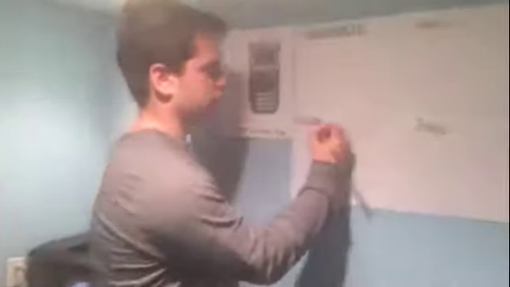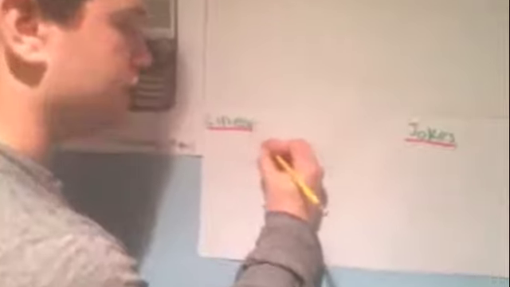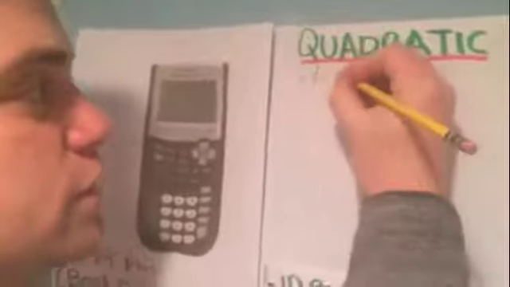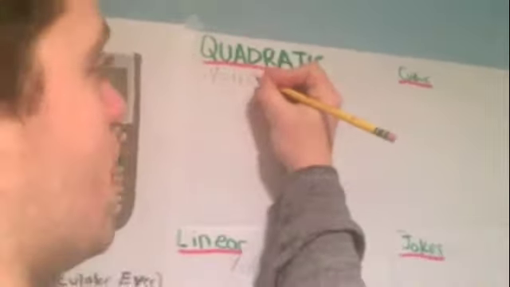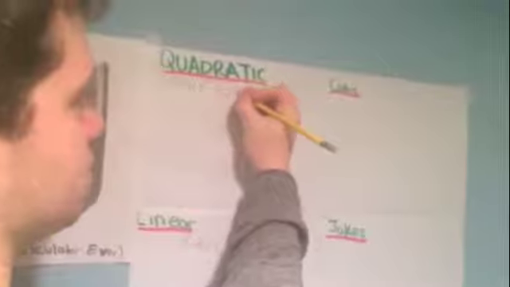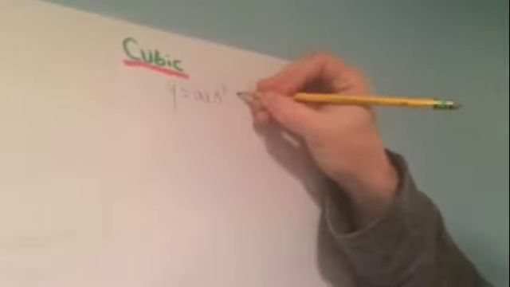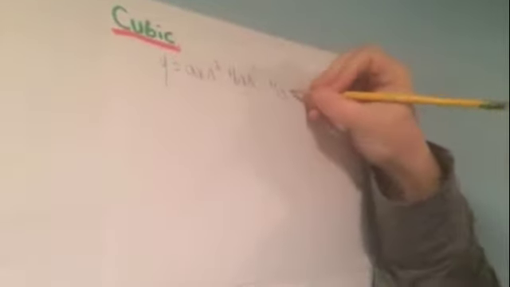Again, we're going to go over how to show a quadratic, a cubic, and linear regression on a TI-84 calculator. The equation for the linear regression is y equals mx plus b. Quadratic, it is y equals ax squared plus bx plus c. For the cubic, it is y equals ax to the third plus bx squared plus cx plus d.